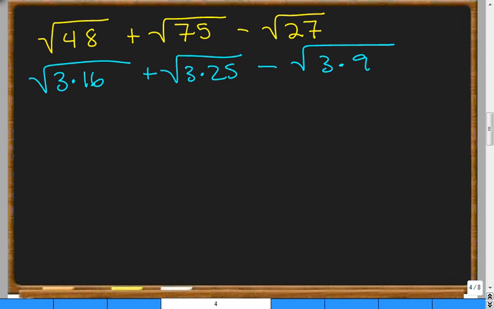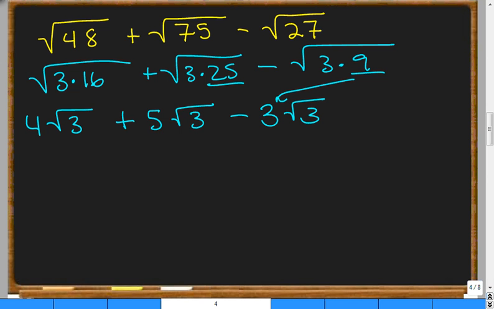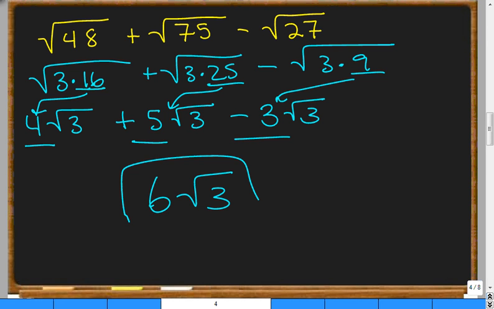So we've got different counts of all of these things. The square root of 16 is 4. So I've got 4 of the square roots of 3. Then the square root of 25 is 5. I have 5 square roots of 3. And then finally, I have the square root of 9. That would be 3 times the square root of 3. So these numbers come from here. Well, if you have 4 plus 5 minus 3 of something, 4 plus 5 is 9, minus 3 is 6. So you have 6 times the square root of 3. So that would be a full way to simplify this whole thing.